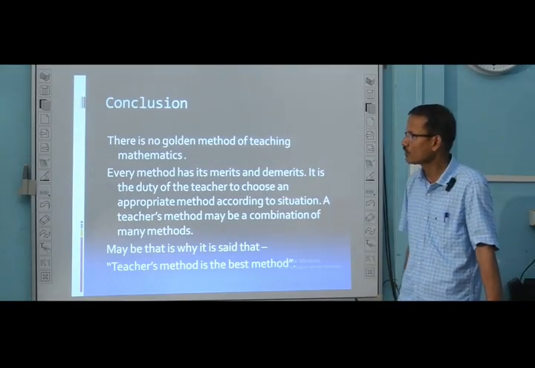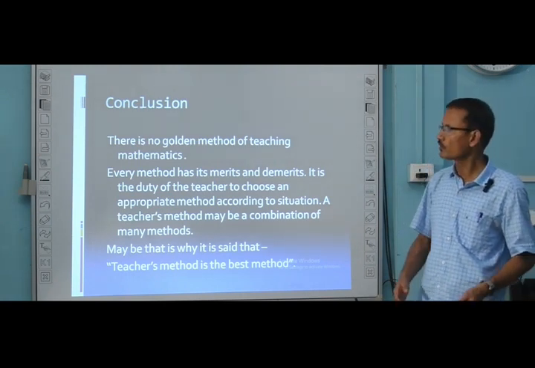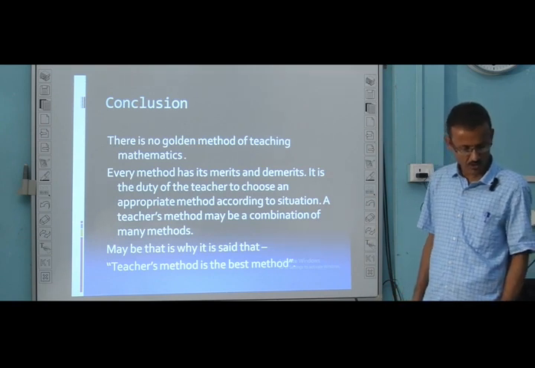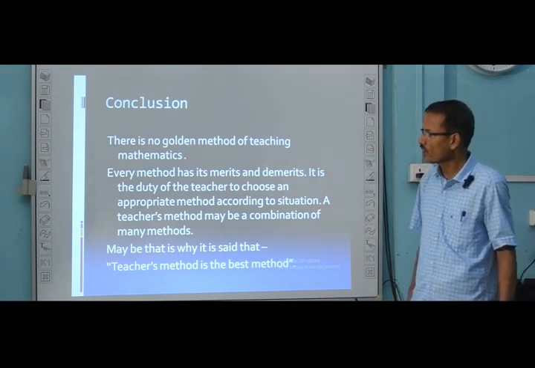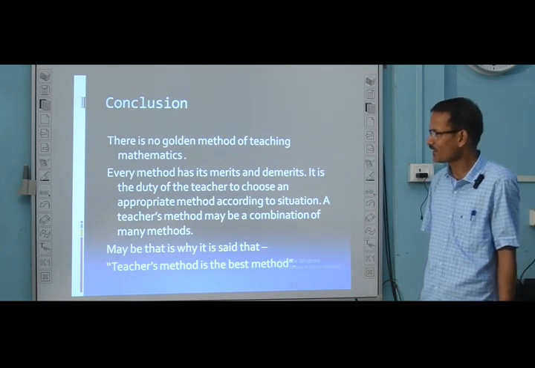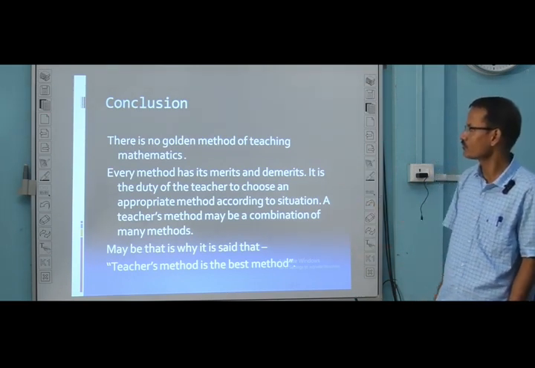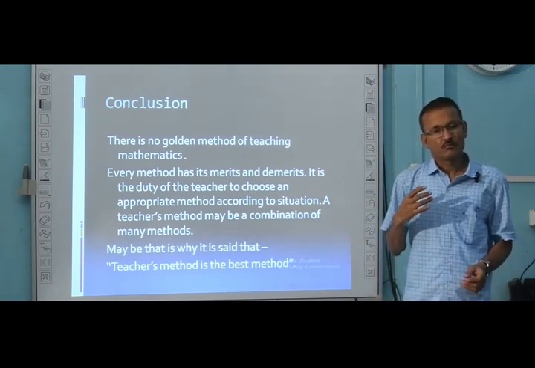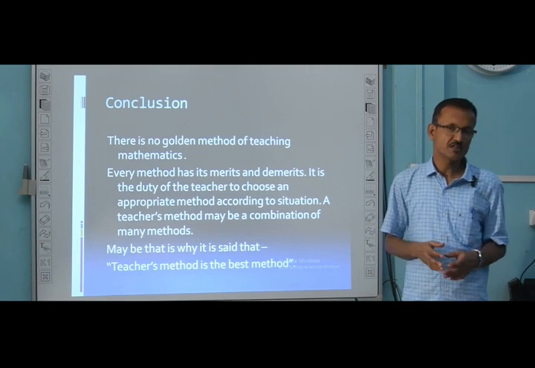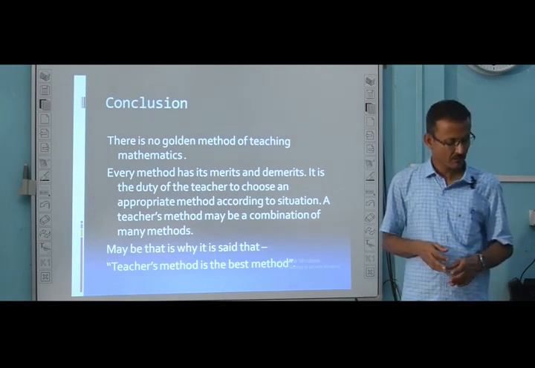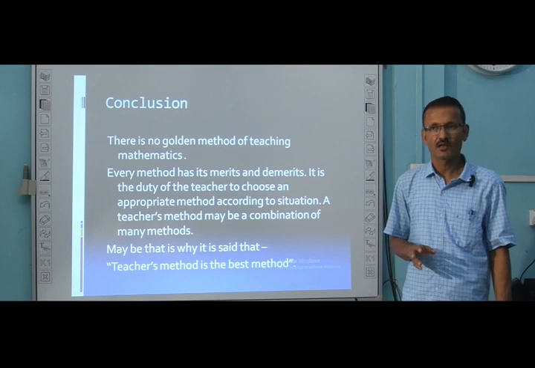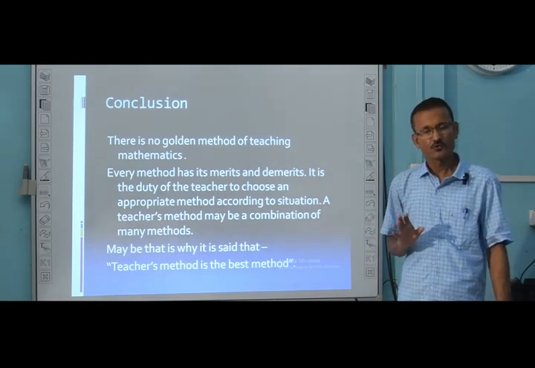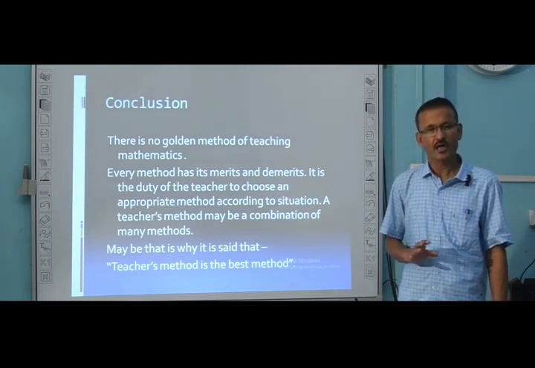Now we almost come to the conclusion. We have got many methods, but we have discussed today nearly 4 methods. In conclusion, we can say one thing: there is no golden method of teaching mathematics. Yes, that is true. Many people can ask you, what is the best method of teaching mathematics? Then you can say one thing, that there is no golden method or there is no fixed method which suits every student.